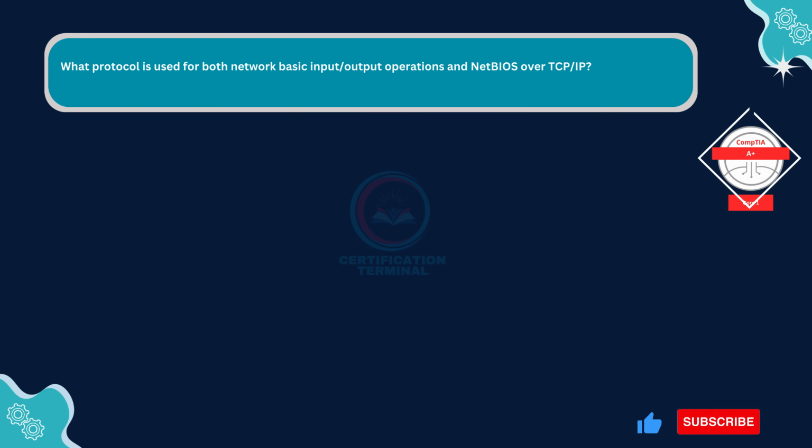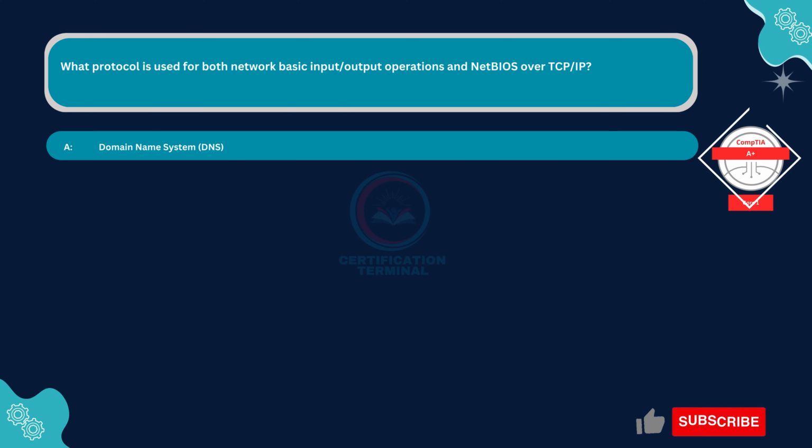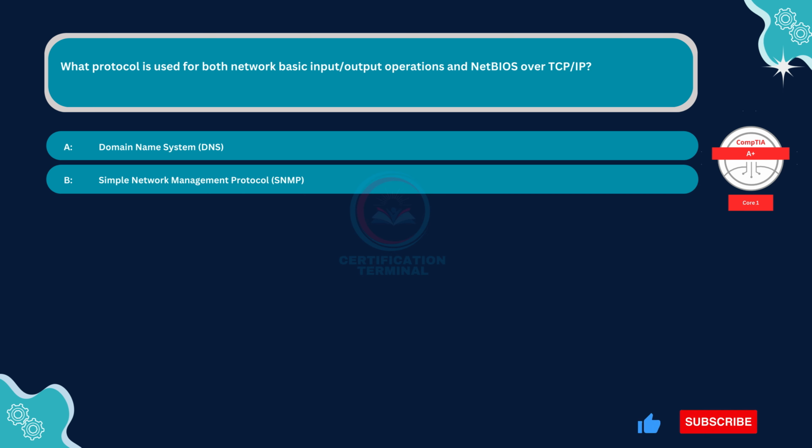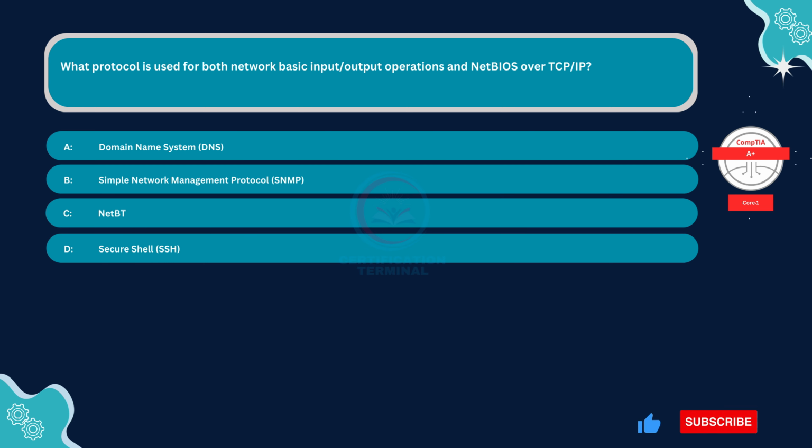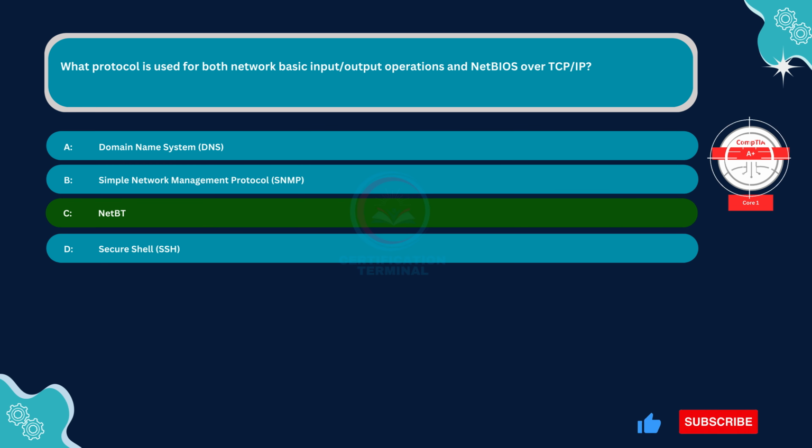Next question. What protocol is used for both network basic input or output operations and NetBIOS over TCP/IP? Option A, domain name system. Option B, simple network management protocol. Option C, NetBT. Option D, secure shell. The correct answer is Option C, NetBT.